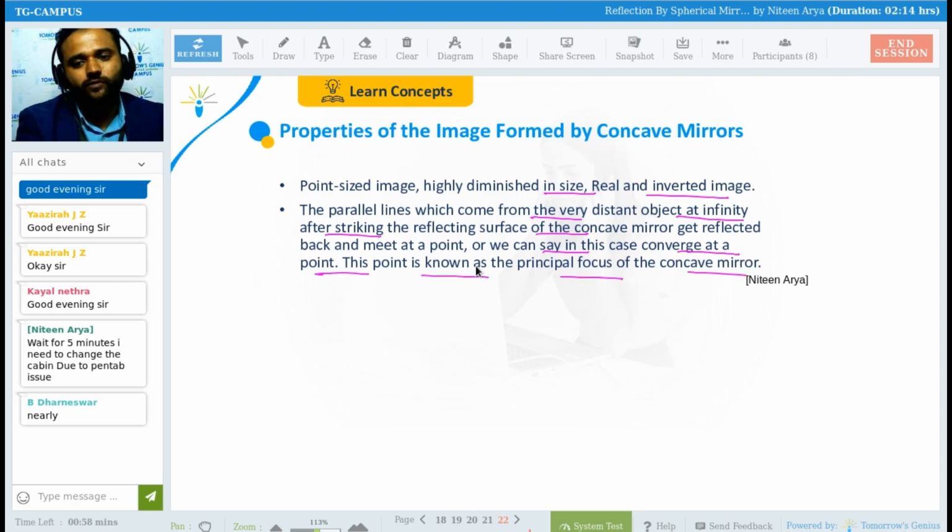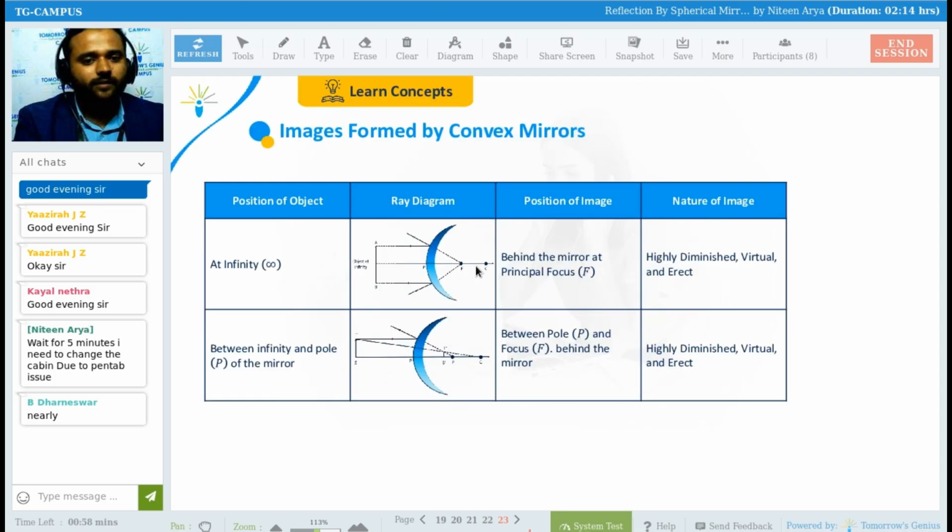This point is known as the principal focus of a concave mirror. Okay, now this is the image formed by a convex mirror. So there are only two simple cases. You put an object anywhere.